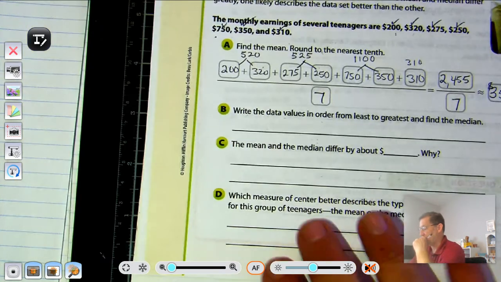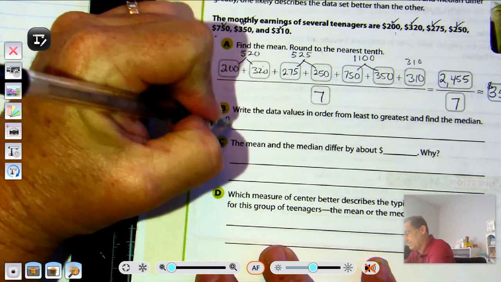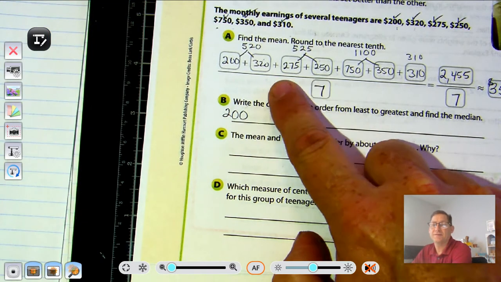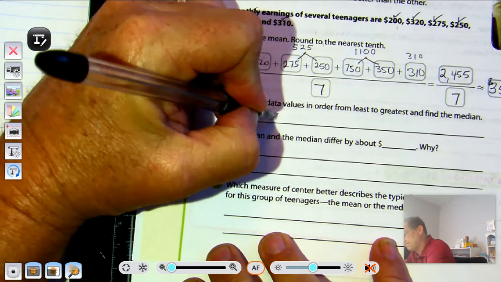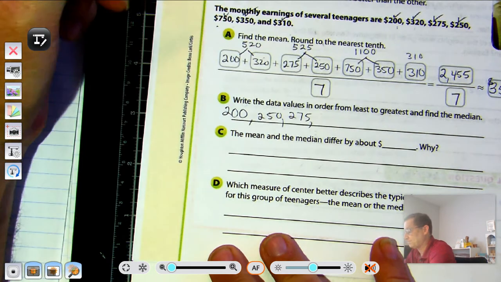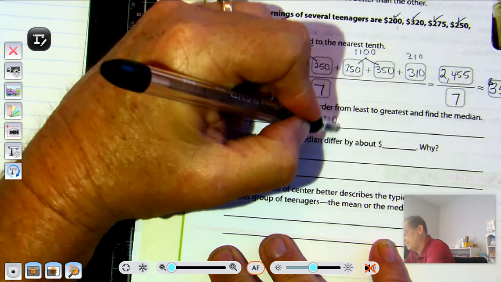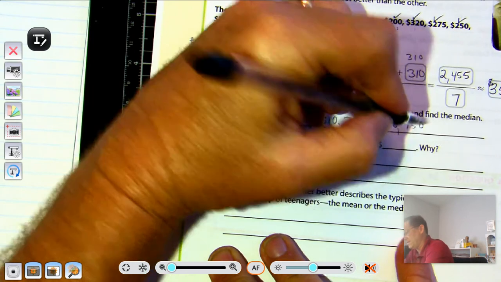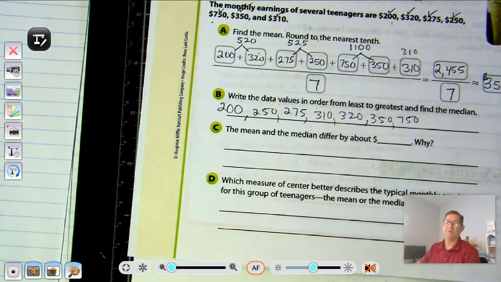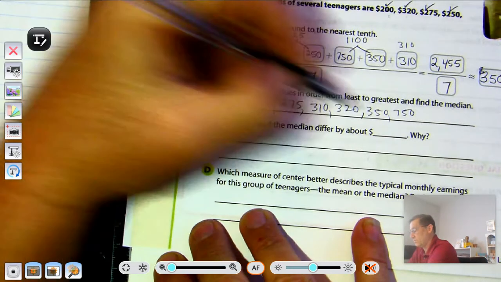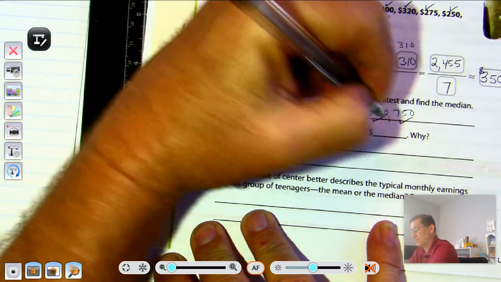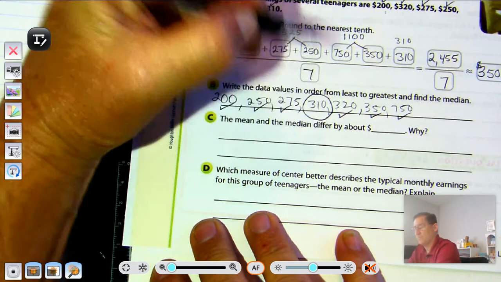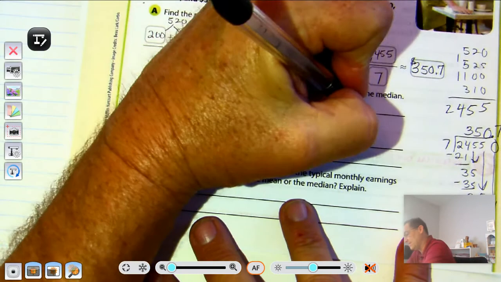All right, so our smallest value is 200. Our largest value is 750. So 200, 250, 275, 310, 320, 350, 750. Okay, so we have the same numbers. So we're going to work our way towards the middle by crossing out one from each side. And I'm only left with one in the middle, so 310.